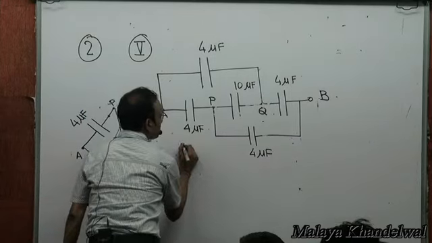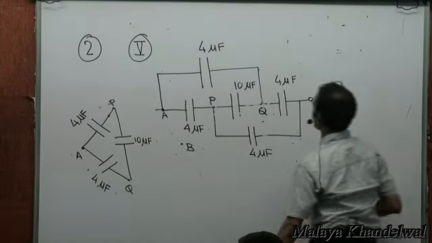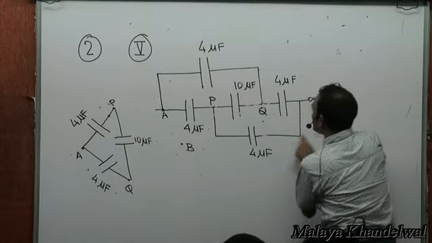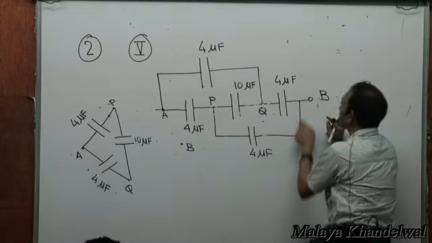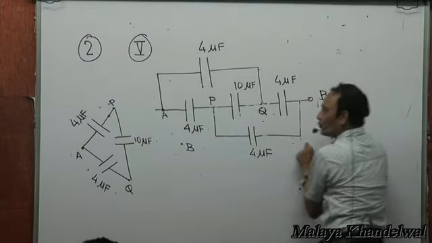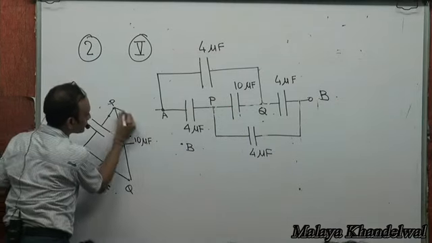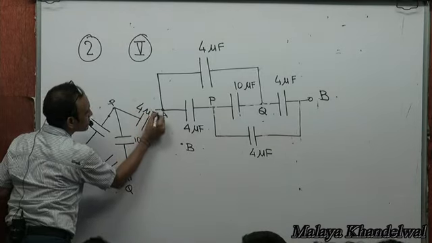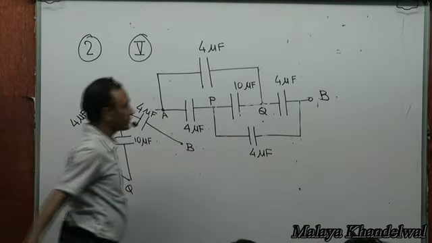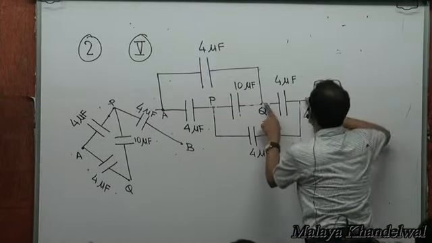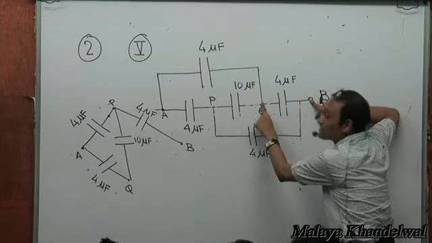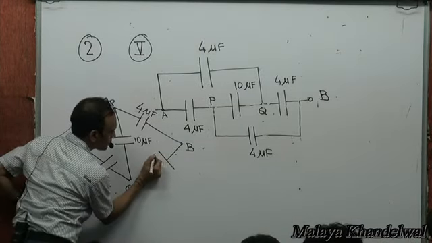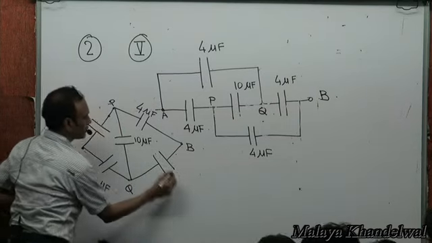Now comes the point B. Realize between P and B there is a 4 microfarad capacitance that connects P to B. Yes or no? Clear? And between Q and B, there is going to be a 4 microfarad capacitance. Yes or no?